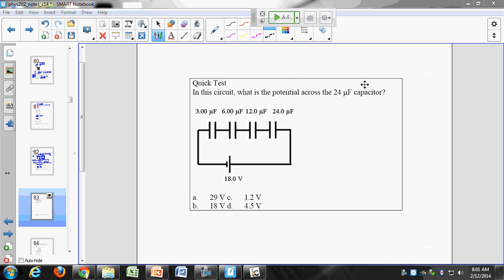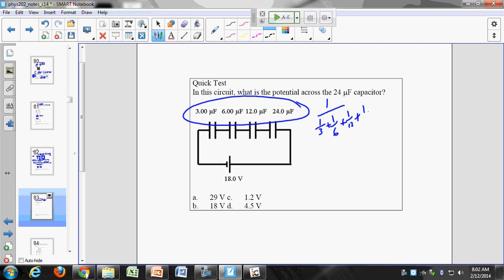All right, so here, first one, I find my equivalent capacitance. I do this: 1 over 3 plus 1 over 6 plus 1 over 12 plus 1 over 24. And I find that that equivalent capacitance, I found it to be 24 over 15. All right, well, I guess that simplifies. 8 over 5. 8 over 5 microfarads.